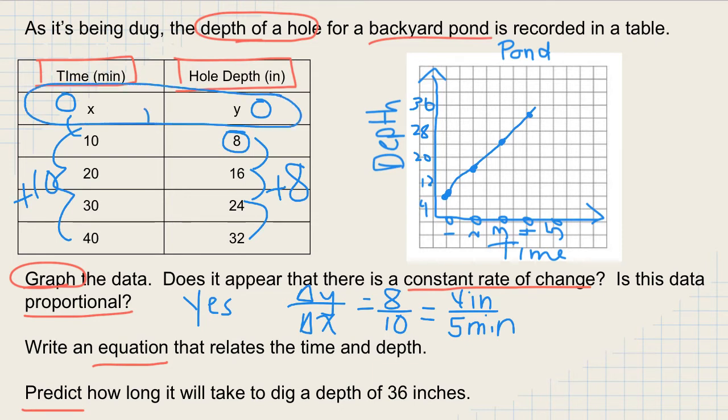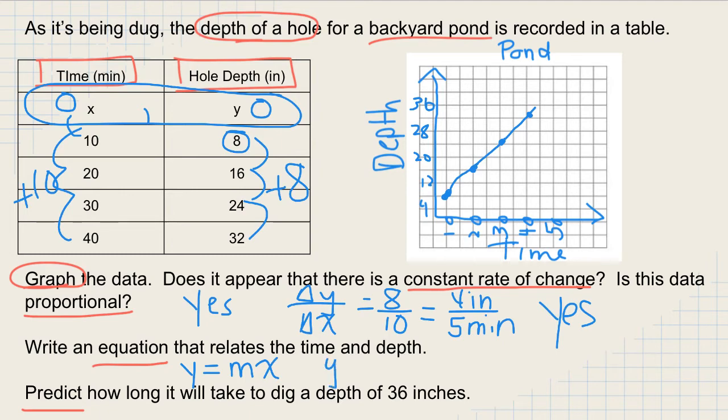So it looks like my graph should go through the origin, but when I checked it with my table, it definitely will. So yes, it is proportional because it is a straight line and it will go through the origin. So keep in mind that my equation, y equals mx, that m is my slope. That m is my multiplier or my constant rate of change.